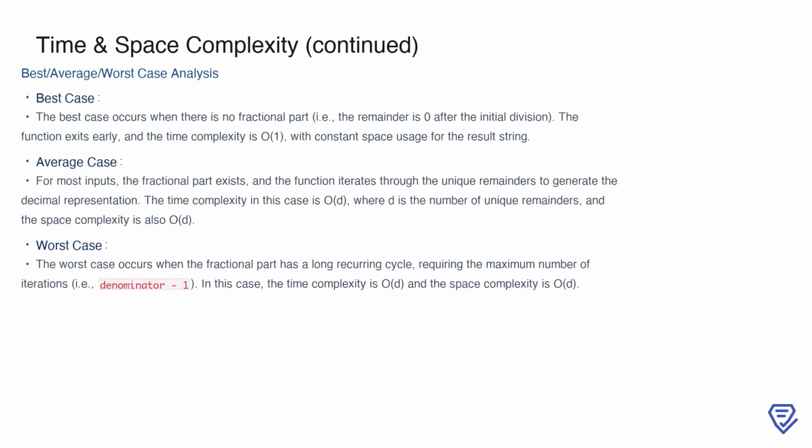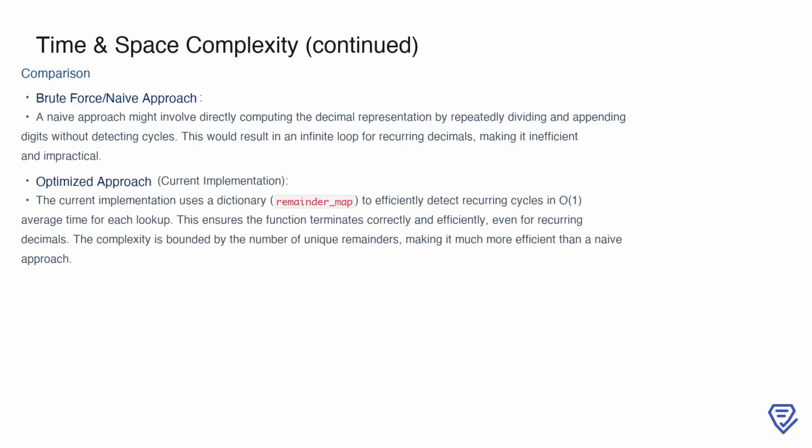The worst case happens when the fractional part has a long recurring cycle, requiring the maximum number of iterations, which is denominator minus 1. Even in this scenario, the time and space complexities remain O(d), making the function robust and efficient. Comparing this implementation to a brute force approach highlights its efficiency.